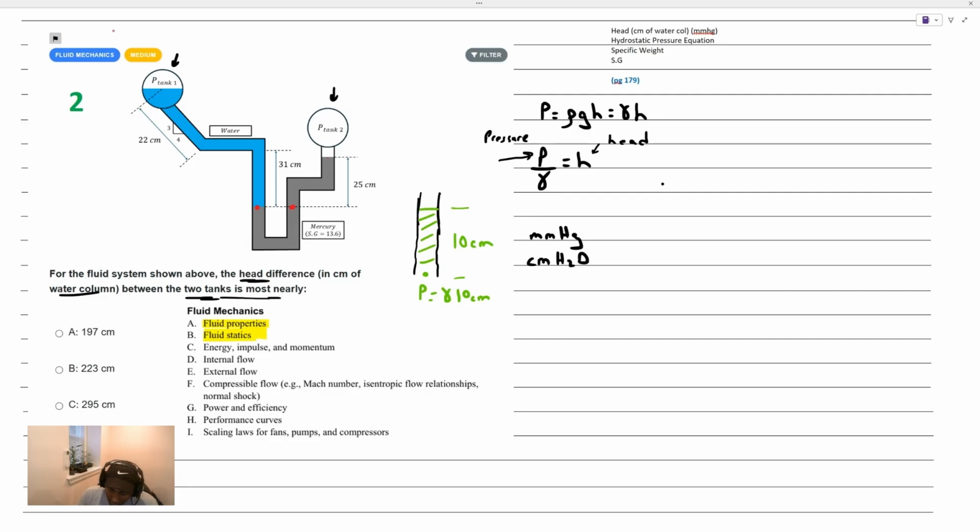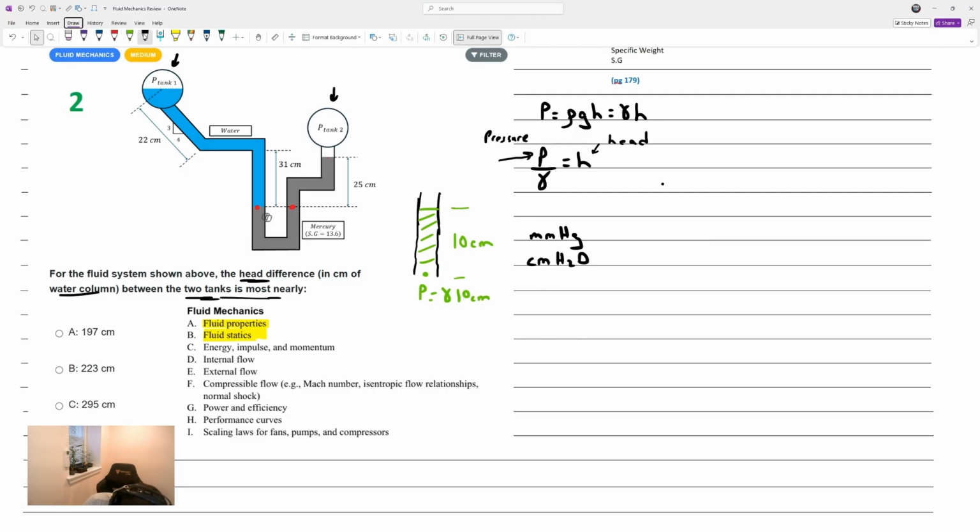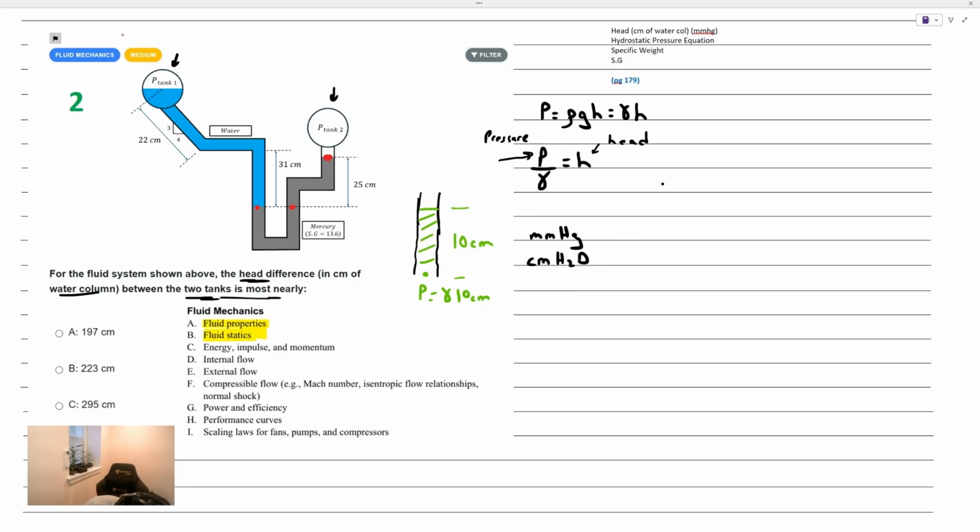So let's say we start off at the second tank on the right-hand side here. We start off right here. What we can say is that the pressure in the second tank, as we descend to get to this point right here, which is the same pressure as what I highlighted over here, all we would do is add the gamma of mercury multiplied by the height, which is 25. So that's just 25 gamma, and I'd be at this pressure right here.